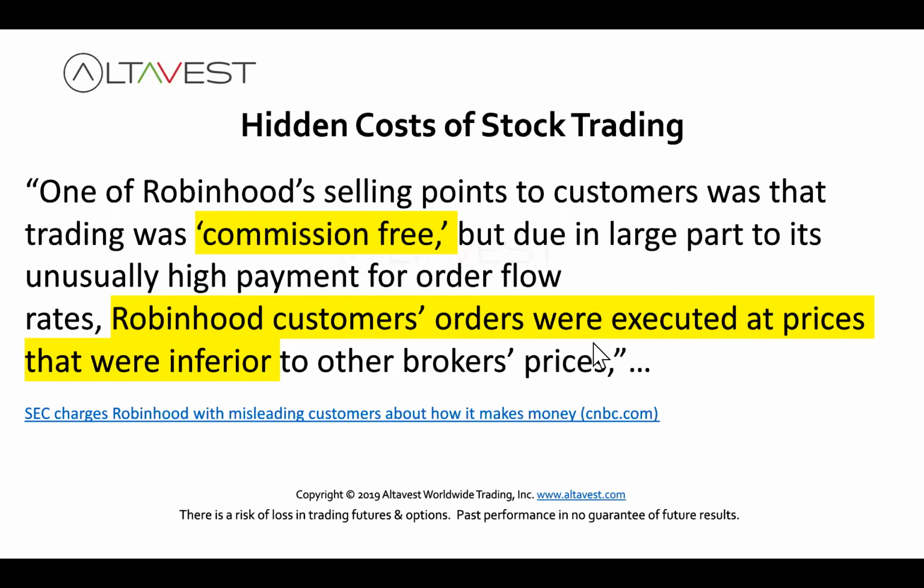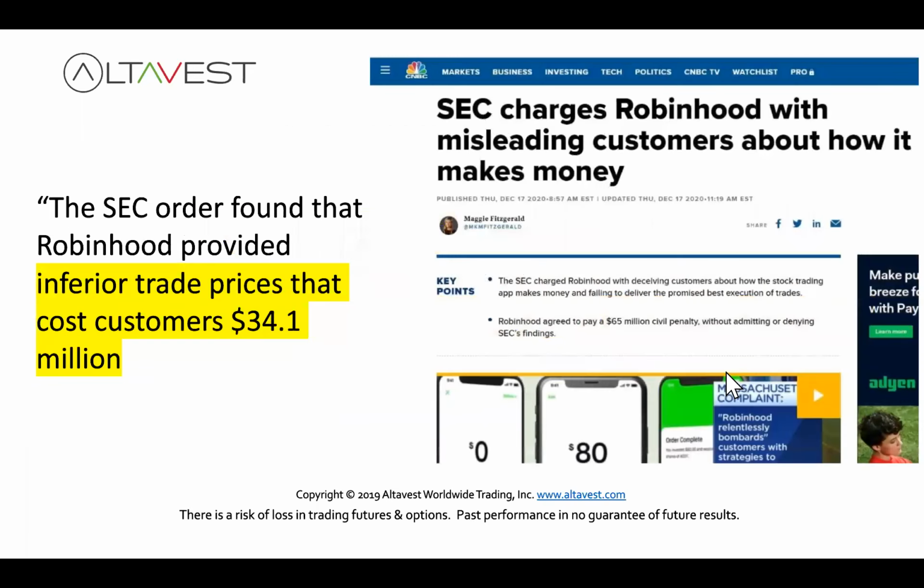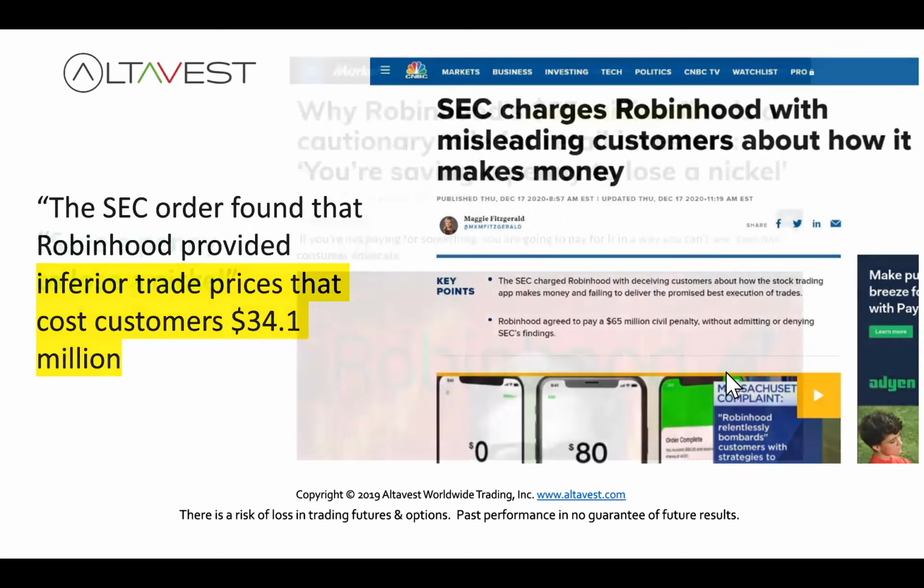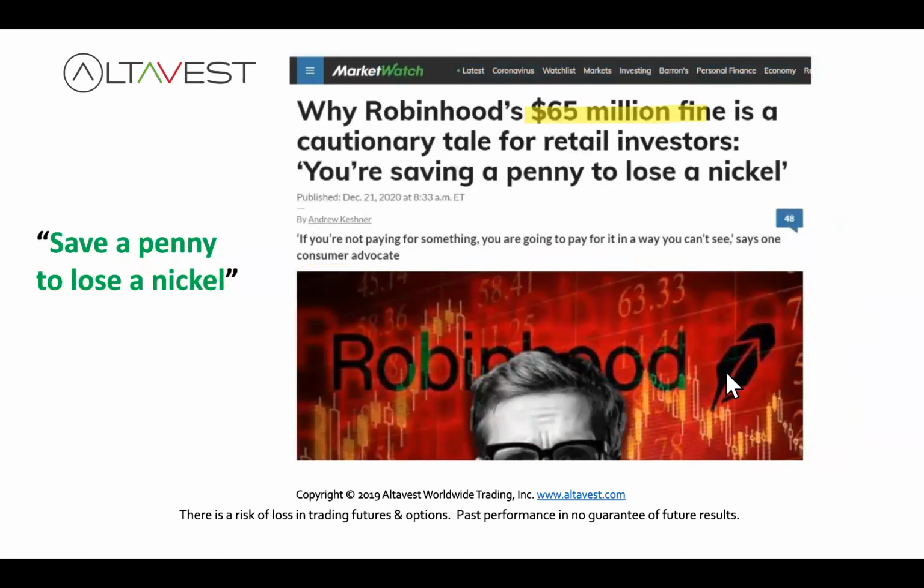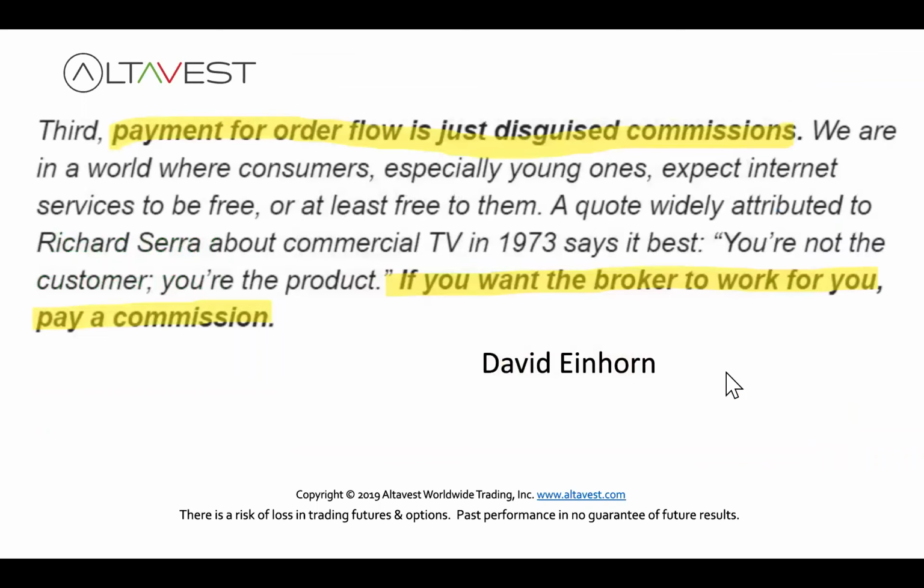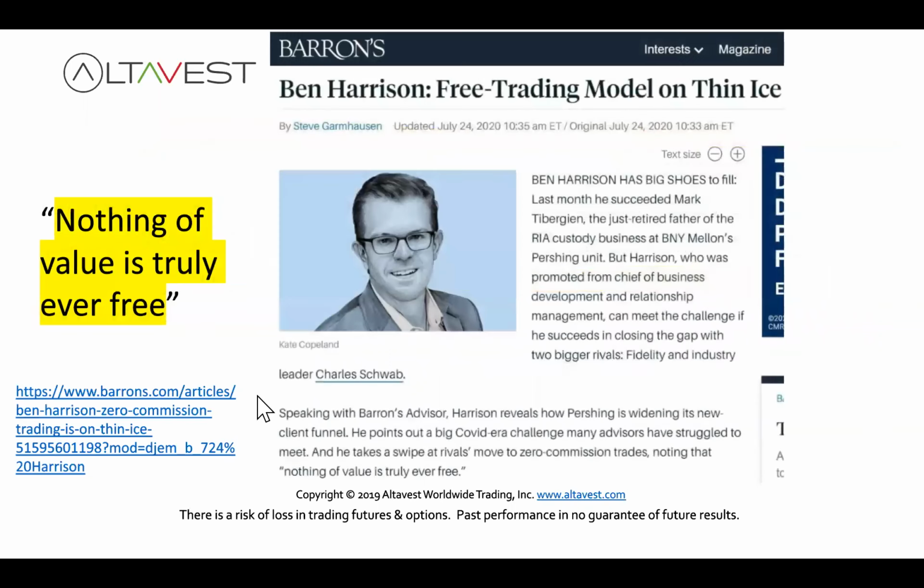Robinhood says here that Robinhood orders were executed at prices inferior. So that's what you pay. You pay one way or another. They just don't call it a commission. It cost them $34 million. Customer pricing was less advantageous. $65 million fine. You're saving a penny to lose a nickel. Payment for order flow is disguised commissions. So if you want the broker to work for you, pay a commission, according to David Einhorn.